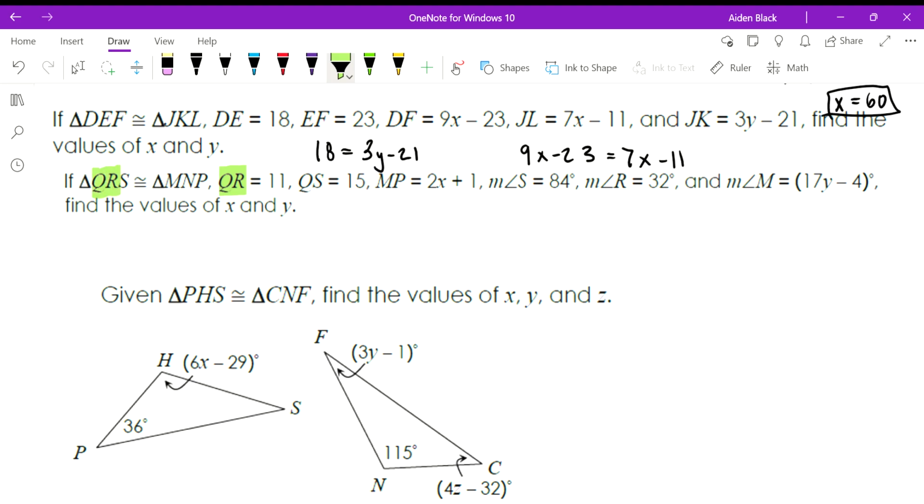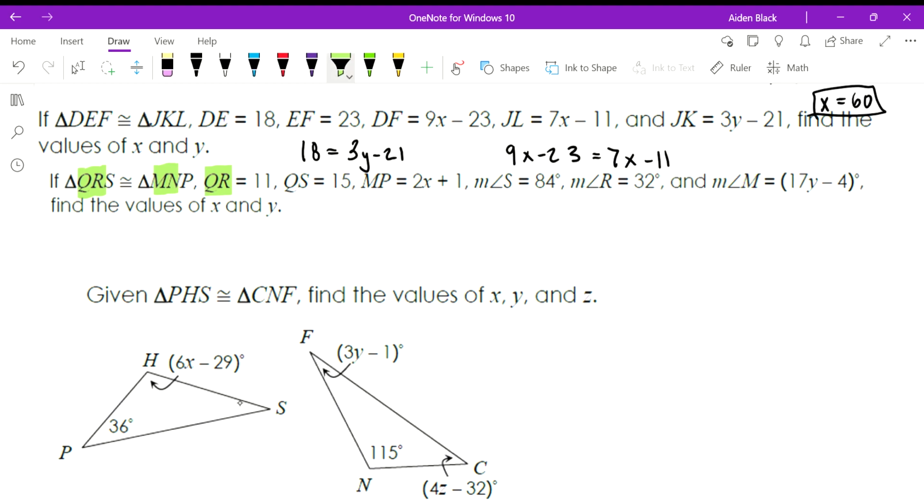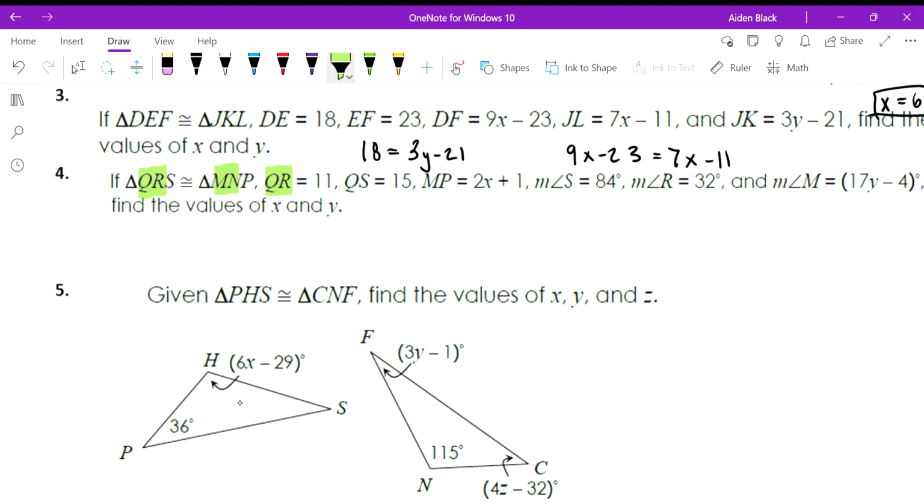So let's look at QR, side length QR, first two letters of the first triangle. That goes with MN, the first two letters of the second triangle. Do we have MN here? That's not MN. That's not MN. We don't have MN. Okay. Let's look at QS, first and last letter of the first triangle. So QS should go with MP. Do we have MP? We do have MP. So you know 15 is equal to 2x plus 1.